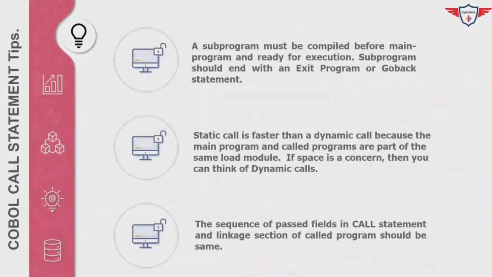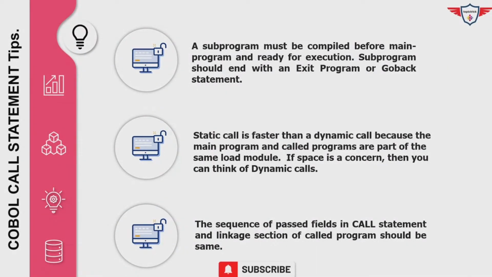Now let's go through a couple of important points related to the COBOL call statement. The first point is that a subprogram must be compiled and ready for execution before you actually compile your main program. And you should always use EXIT PROGRAM or GOBACK statement in your subprogram. You should never use STOP RUN. A static call is faster than a dynamic call because the main program and subprogram are part of the same module. If space is a concern, then you can think of dynamic calls. Otherwise, you should go for static calls. And last point, the sequence of fields in the call statement and the linkage section of a called program should be the same.